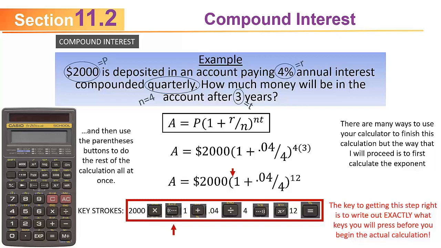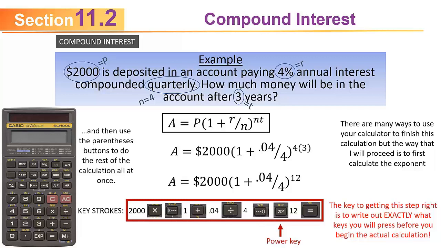And then you see the left paren, so you press the left paren button on your calculator, then you type in 1, then you type in plus, then you type in 0.04, then you hit the division key, then you type in 4, then you type the right paren. Now here's another place you might forget if you're not careful. That 12 is an exponent, so you have to press the exponentiation key on your calculator, or the power key, and that is the X to the Y button.